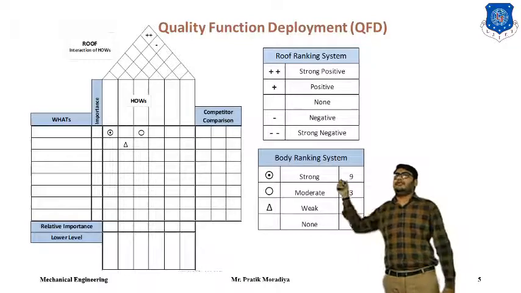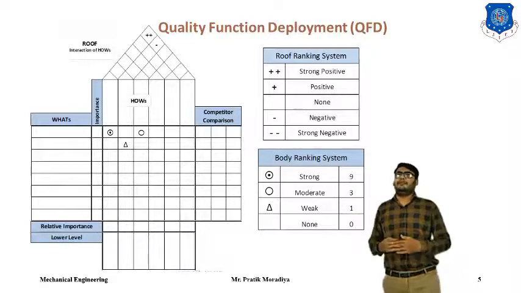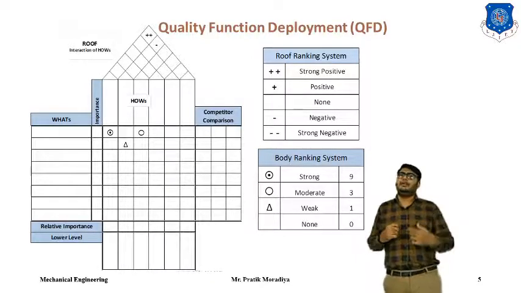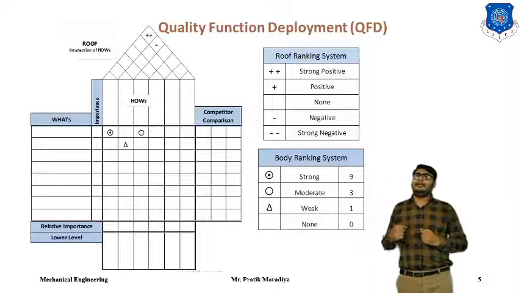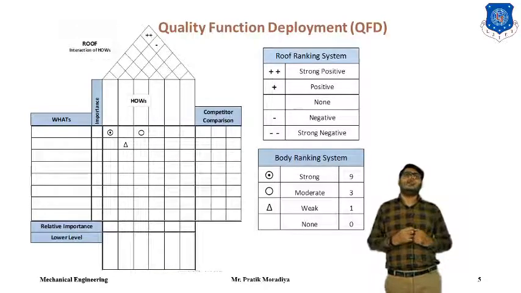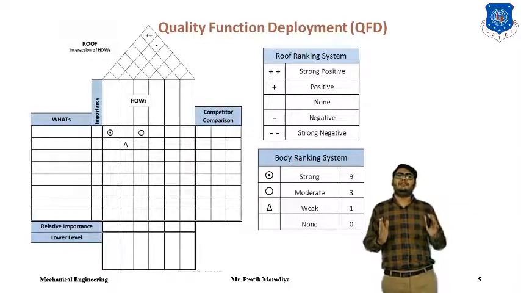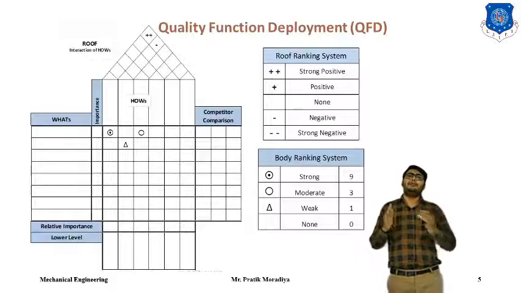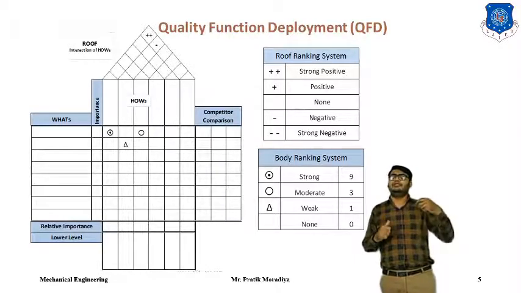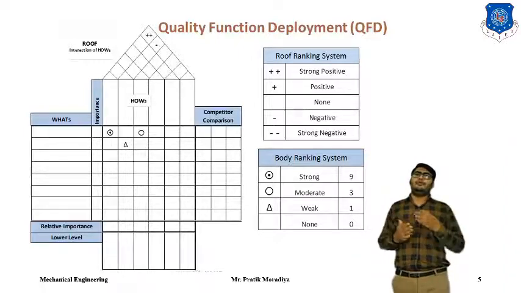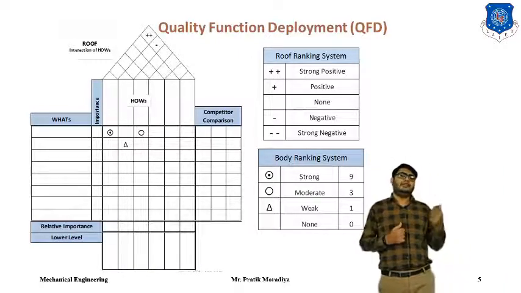But similarly for the roof also we have different types of relationship: strong positive relationship, no relationship, strong negative, and negative relationship. Why are there both positive and negative kinds of relationships? Because when we are comparing features, there will be some features which complement each other. If one increases, the other one might also increase. And there will be some which are opposite features. If one increases, the other one will decrease.